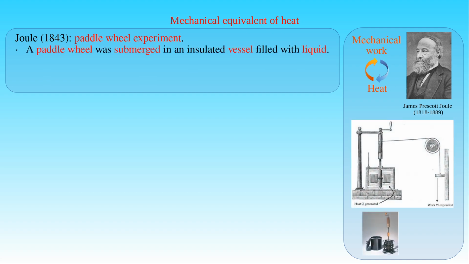The apparatus used in the experiment can be seen in the figure in the photo, in which a paddle wheel with a string wound around its axis was submerged in an insulated cylindrical vessel of water or mercury. A weight was attached to the other end of the string, which was thrown over a pulley. In the experiment, Joule raised the weight to an appropriate height and dropped it.